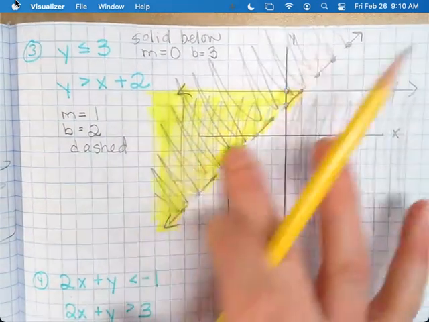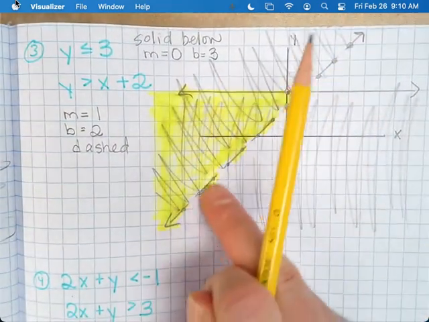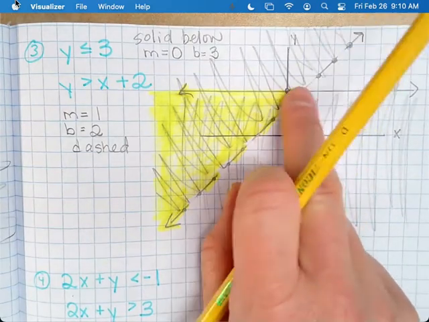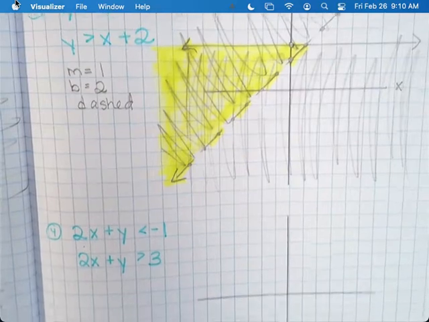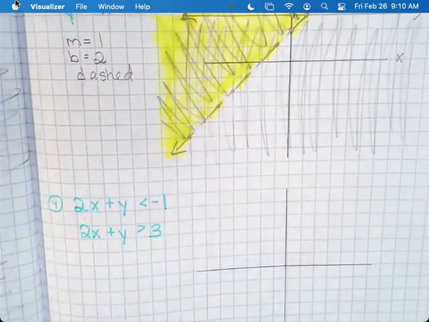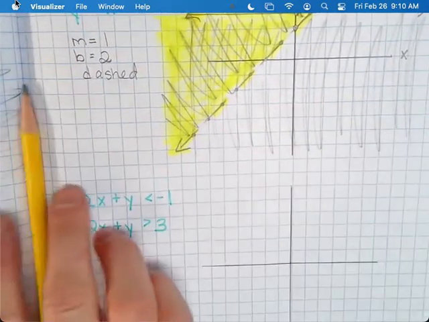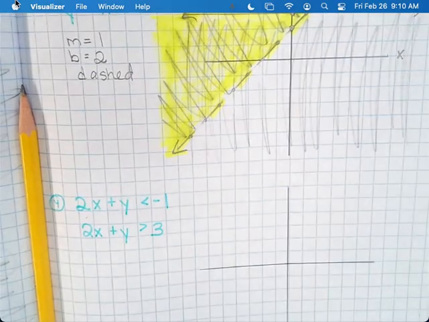So anything in this area is solution. Anything on the dotted line is not included, but anything on the solid is included. Okay, there's our last one for our notes today.